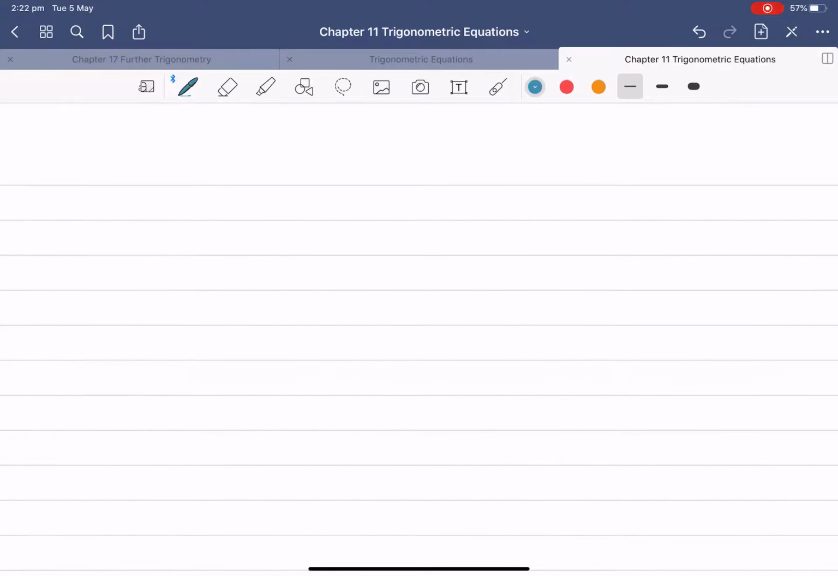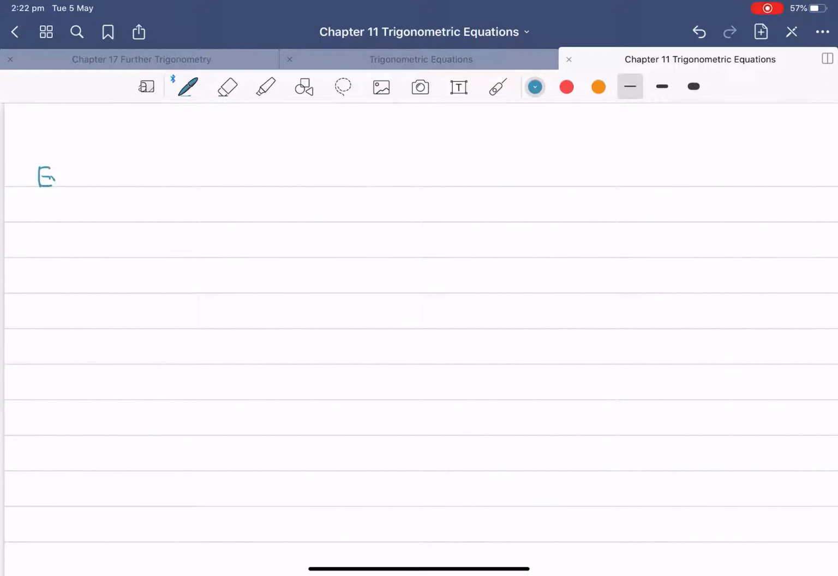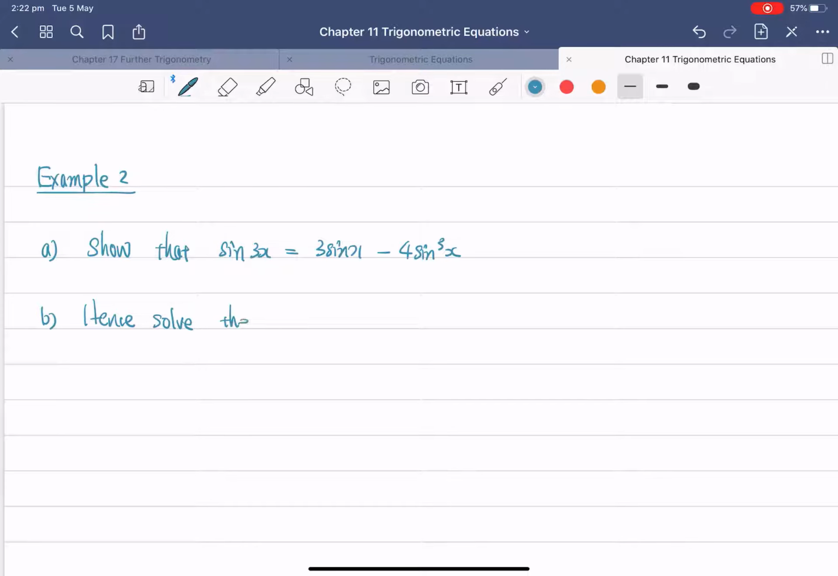All right, so this is example 2, which will be slightly harder. The first part of the question asks you to show that sine 3x is equal to 3 sine x minus 4 sine cubed x. And then part B asks, hence, use the first part to solve the equation sine 3x plus sine 2x is equal to sine x, for x between 0 and 2 pi.